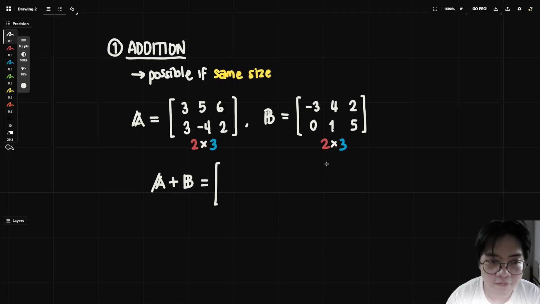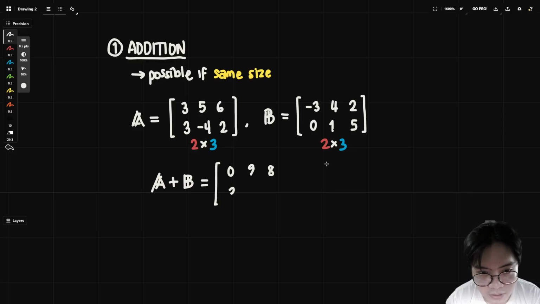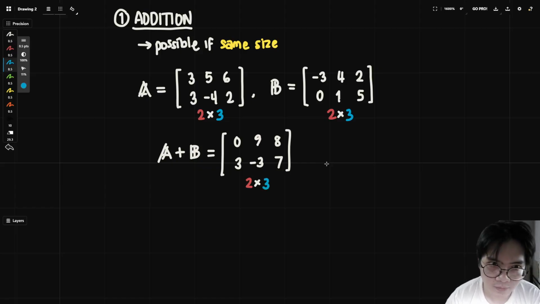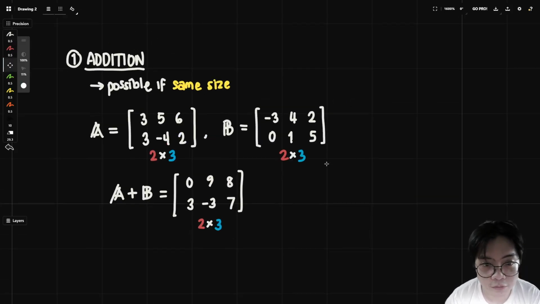In this case, we will have 3 minus 3, which is 0. 5 plus 4 is 9. 6 plus 2 is 8. 3 plus 0 is 3. Negative 4 plus 1 is negative 3. And then 2 plus 5 is 7. As you can see, this is still a 2 by 3 matrix. That is what happens for addition.